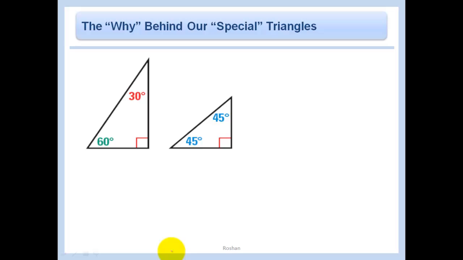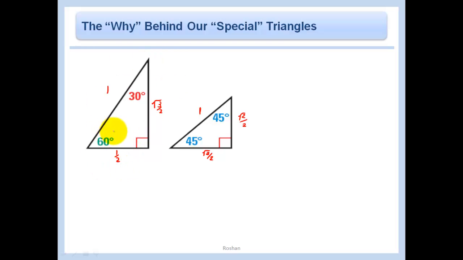The y behind our special triangles. So y, if this is 1, this is 1/2, and this is root 3 over 2, and if this is 1, then this is root 2 over 2, and this is root 2 over 2. Why? I told you everything in math makes sense. You don't have to memorize anything. Well, this doesn't make a lot of sense right now, does it?